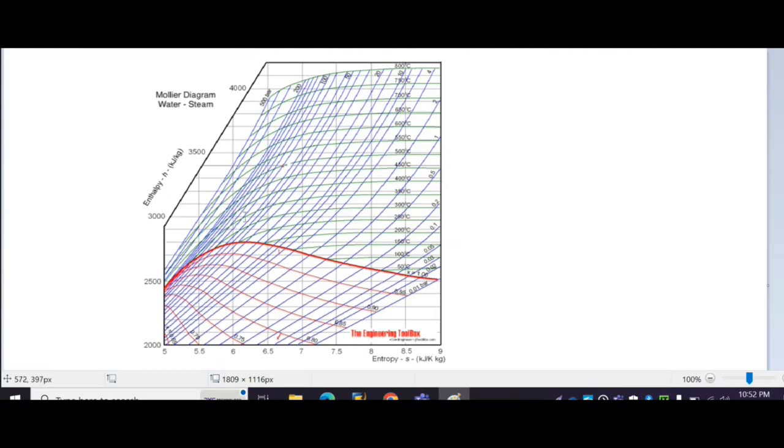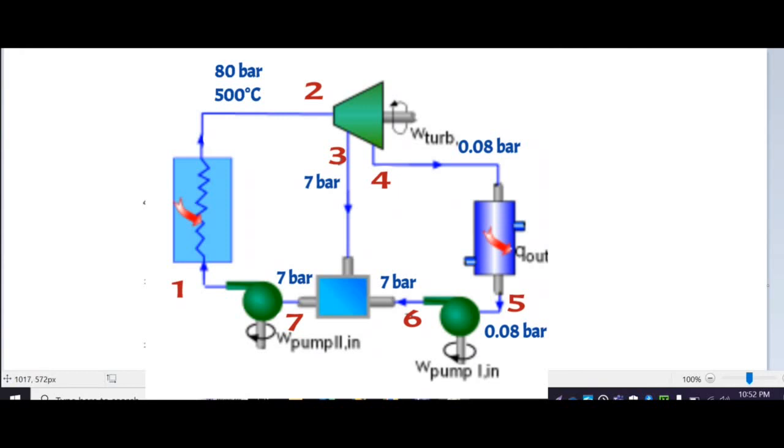This is the Mollier diagram. On the horizontal axis, entropy is given in kilojoule per kilogram Kelvin, and on the vertical axis, enthalpy H in kilojoule per kilogram is given. The inclined blue lines are the pressure lines, where pressure is given in bar, and the horizontal green lines are the temperature lines, where temperature is given in degrees Celsius. The dark red line indicates the saturation line.